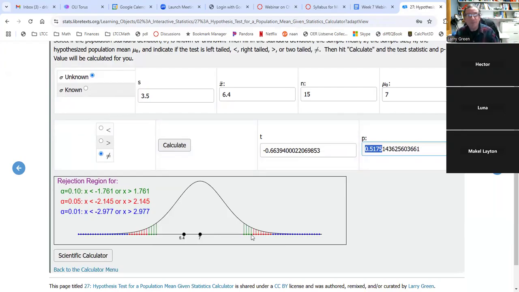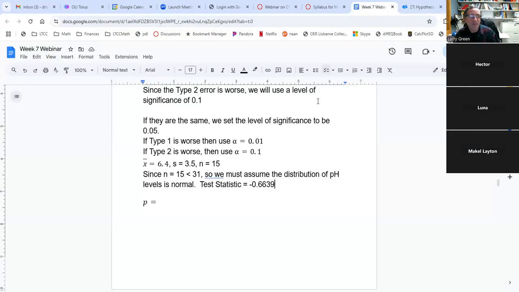By the way, below I got a picture. This will always show up and it shows you the picture. Notice the rejection region is the values at which you're going to reject the null hypothesis. I did one for 0.1, 0.05, and 0.01. And we can kind of see where these are. And these are the numbers, so it even tells you what the rejection region is. But the p-value is the most important, and that's what we're going to be using for testing.